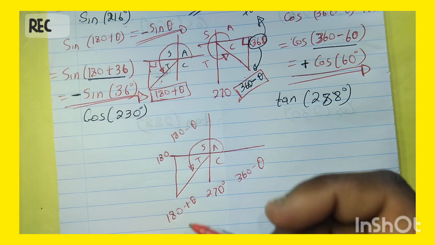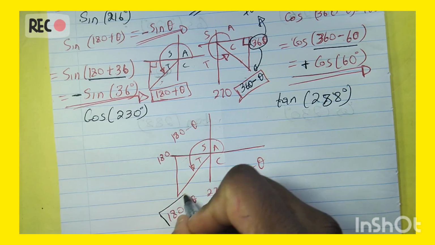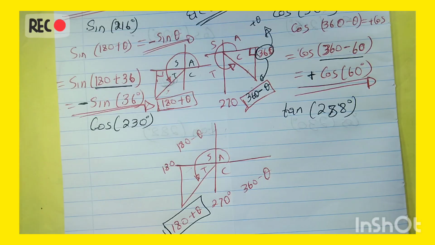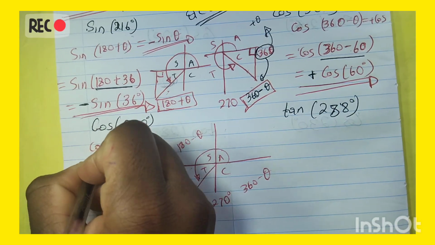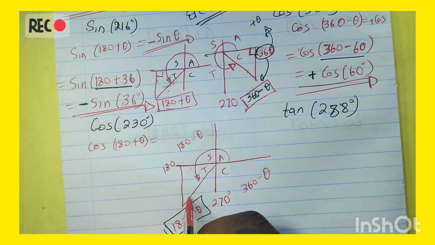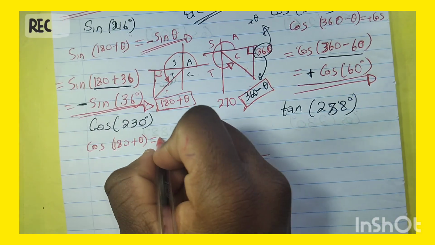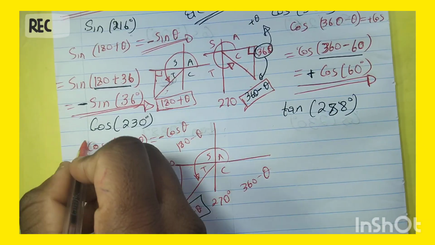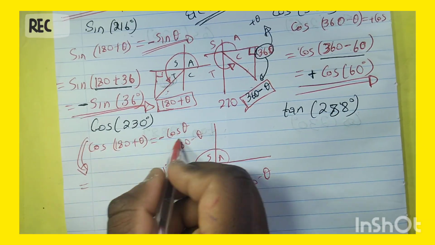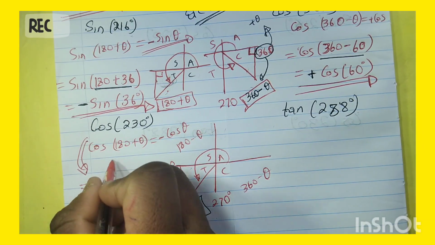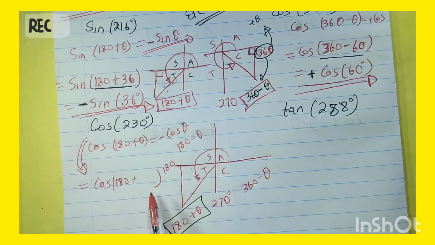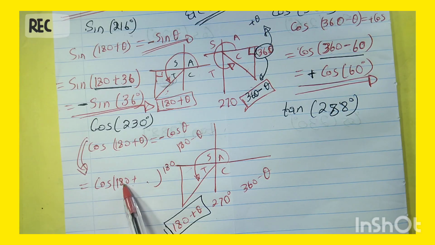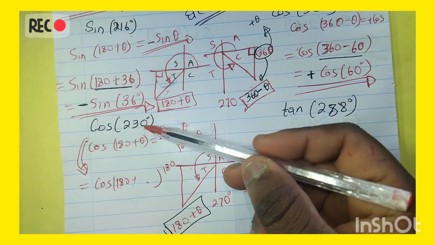So now what I will do is take this information and use it here. This is 180 plus theta, but for cos, in this position it's only tan which is positive, meaning cos there is negative. And now let me apply all of this information here, meaning it will be cos of 180 plus, what angle can I put here? When I add it to 180, I should get 230.